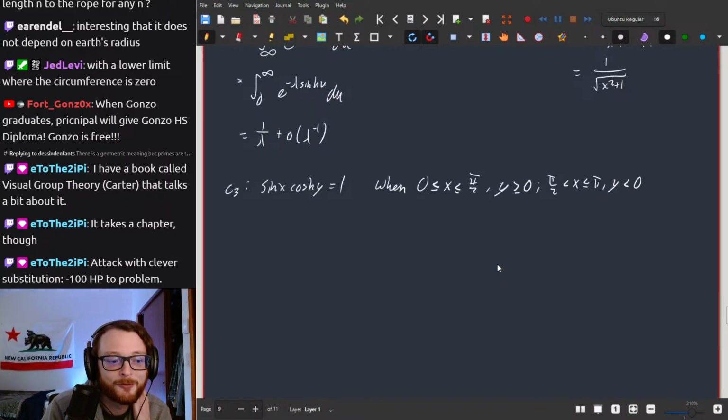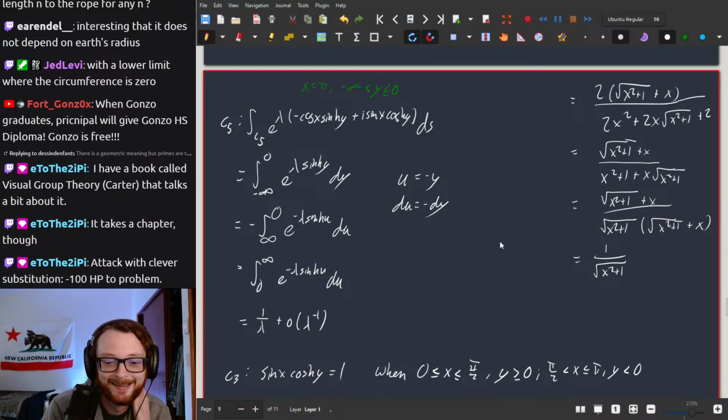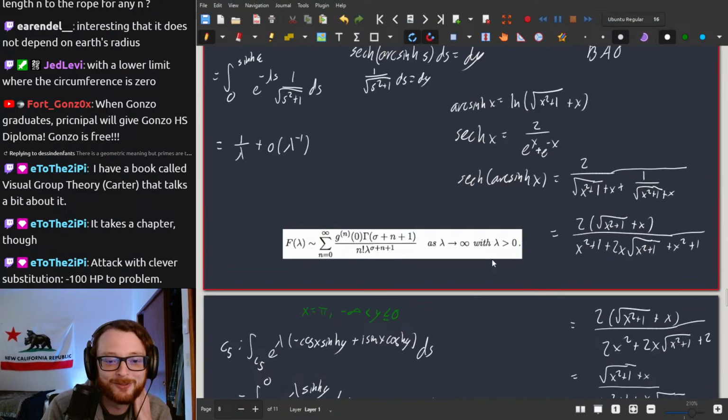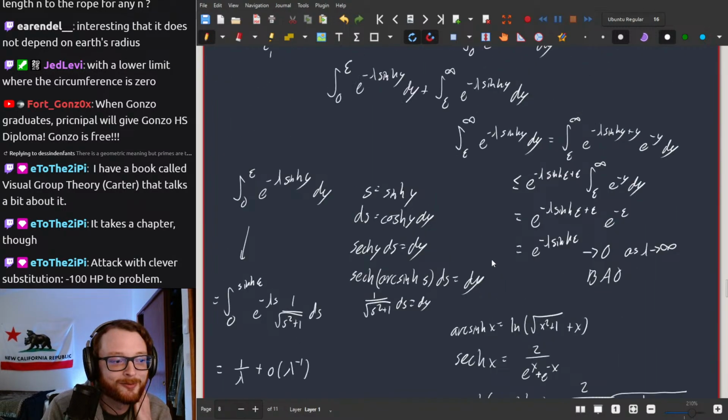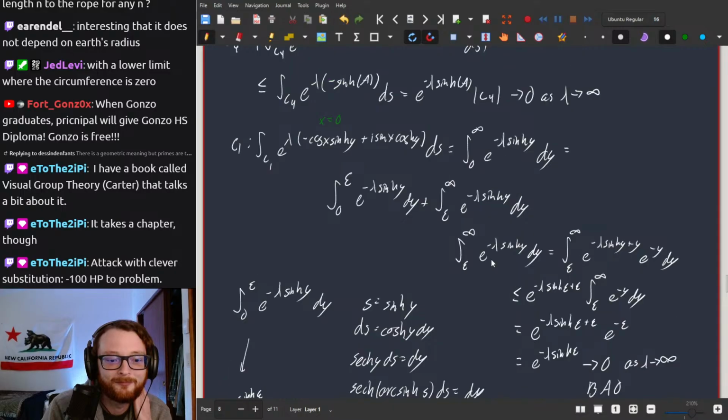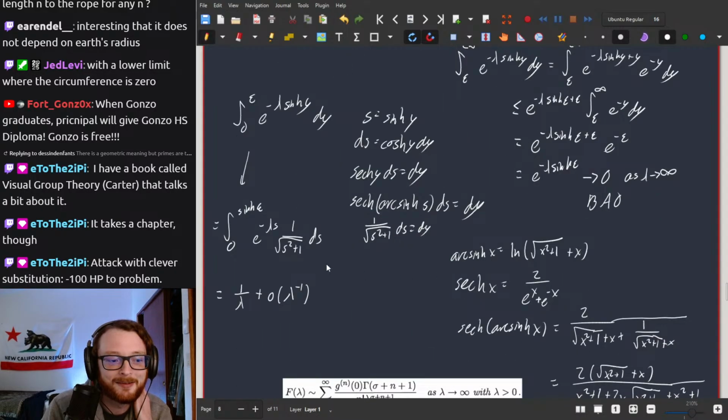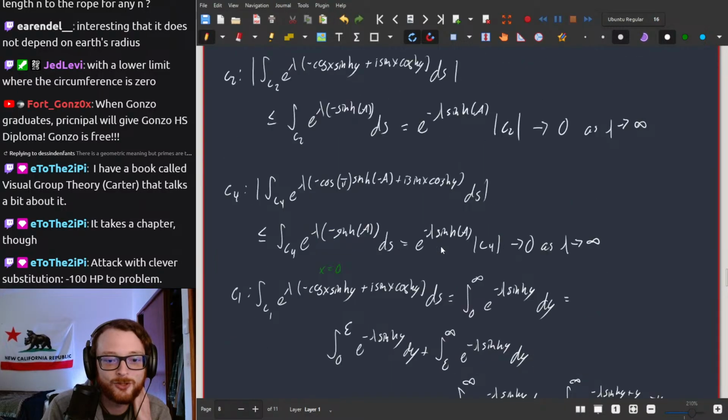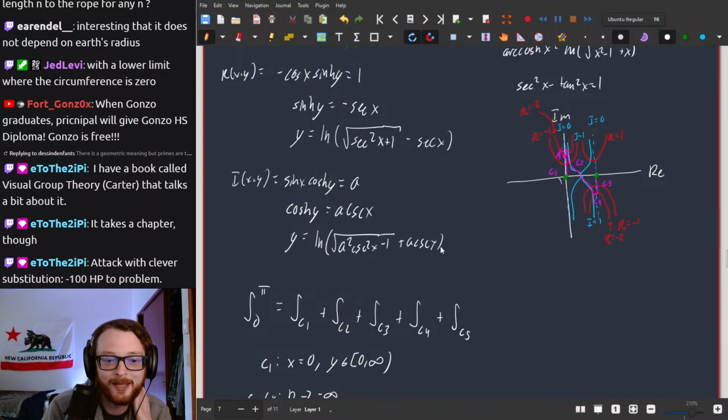Attack with clever substitution, minus 100 HP. It is crazy how much of math is just changes of variables. Most of this asymptotic analysis stuff has been like a change of variables is the engine behind it all. You just always make everything a Gaussian function, or instead of a Gaussian, just an e to the minus x.